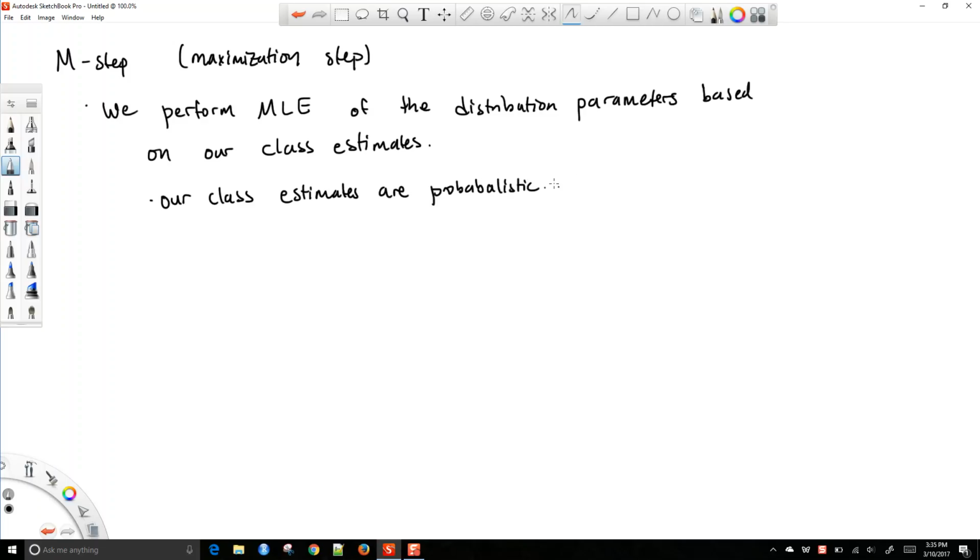Okay, and because they're probabilistic, we're going to get weighted values on our data points to do our maximum likelihood estimation.